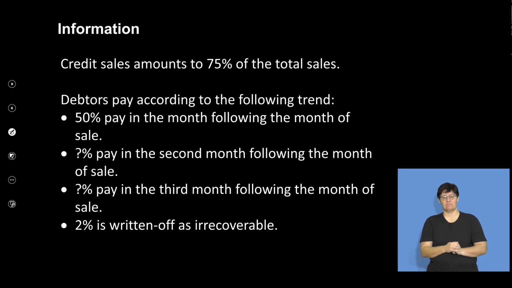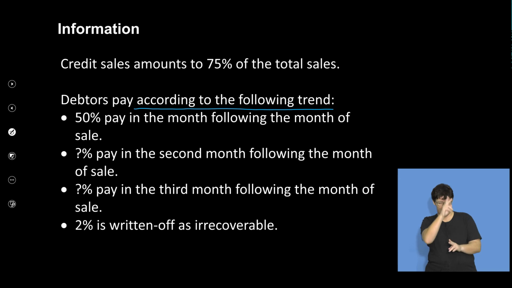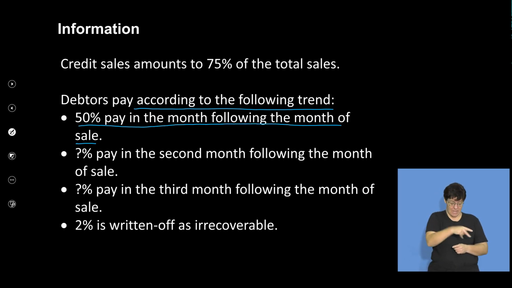a slight variation in this question. Look at the different method the examiner uses for this particular question. The question says, debtors pay according to the following trend. Right? Remember, we need the trend to determine how we're going to draw up our debtors collection schedule. So therefore, 50% pay in the month following the month of sale. In other words, if you sold in June, in July you will collect 50% of that debt.